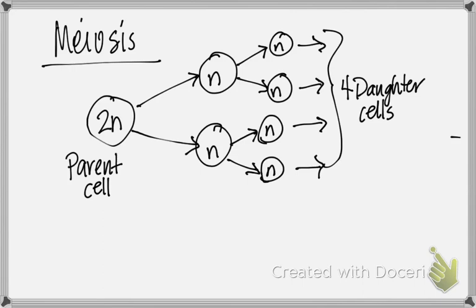Do you have more chromosomes in the daughter cell? No. Okay, so the chromosome number was divided. It was cut in half. So here we had a diploid parent cell, and now these daughter cells are no longer diploid. They are haploid.